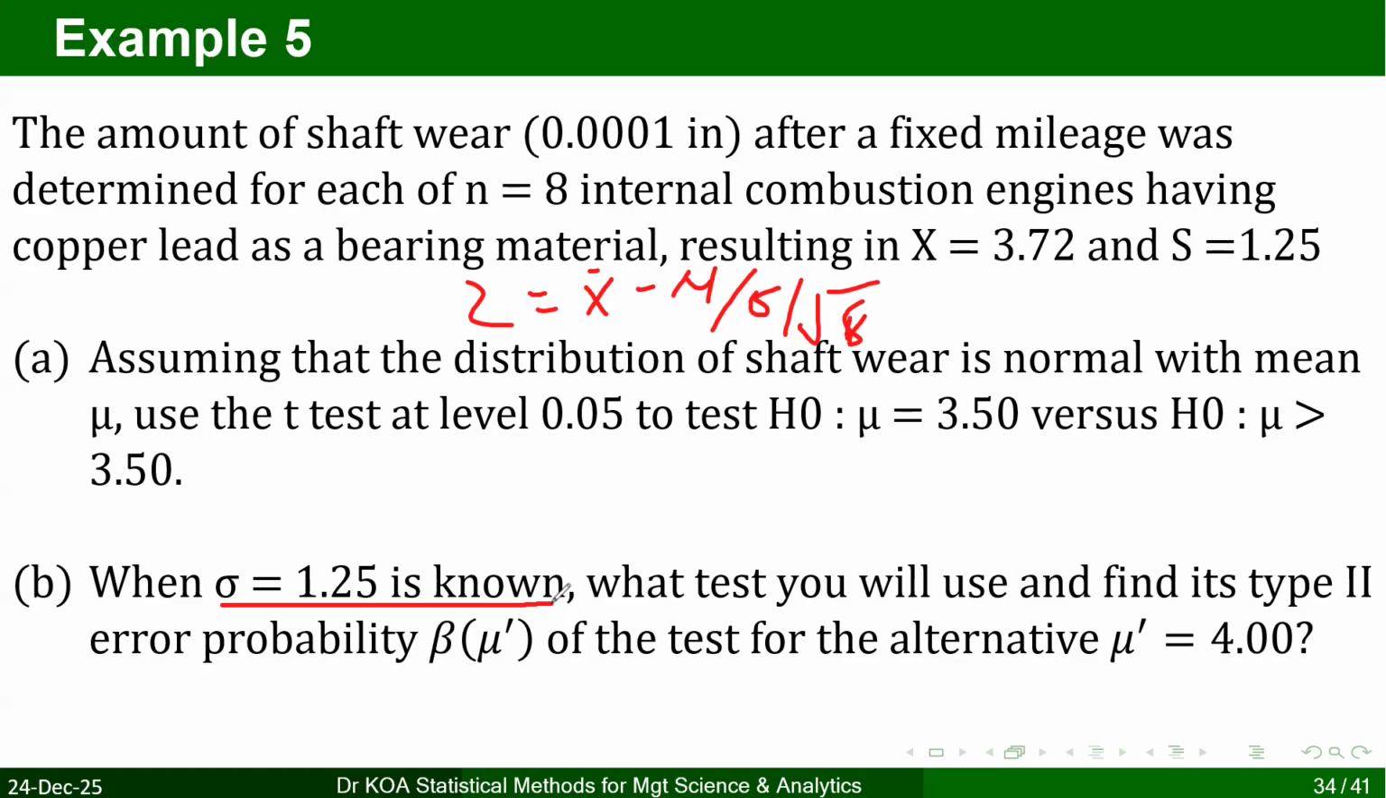Instead of the n, I wrote 8. Okay, so now let's substitute. We know the value of Z now, don't we? Yes. We know. Remember what the question was asking you. The question says that when the population standard deviation is known, what test will you use to find its type 2 error probability of the test for the alternative mu?